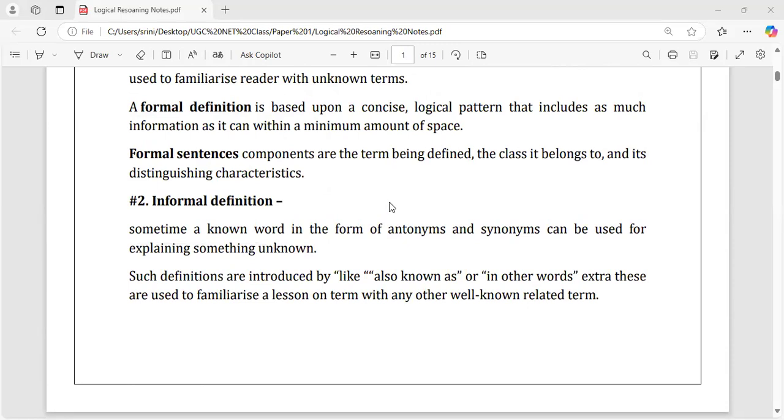So we can say, like, H2O, also known as water. Here, the formal definition is H2O. The informal definition is water. H2O is a combination of hydrogen particles and oxygen particles, which is called water. So H2O, also known as water. H2O, in other words, water. So it is an informal definition.